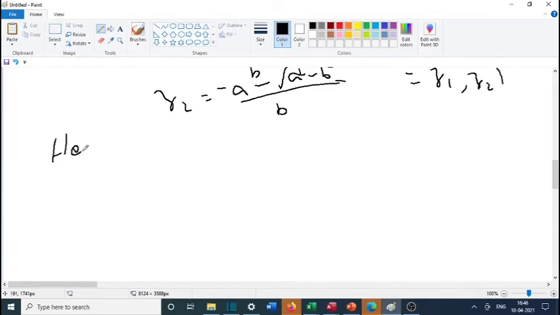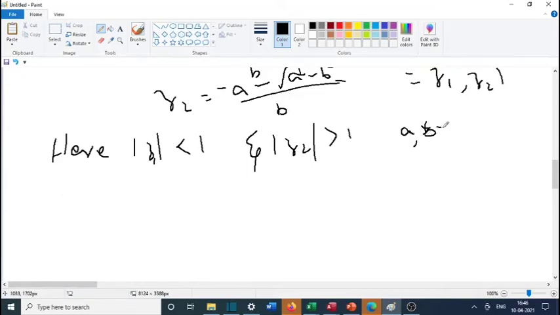Here mod z1 is less than 1 and mod z2 is greater than 1. I missed the condition: a greater than b greater than 0, that is, mod a greater than mod b greater than 0. That condition I missed. If we use that, mod z1 is less than 1 and mod z2 is greater than 1. Therefore only z1 lies inside C.